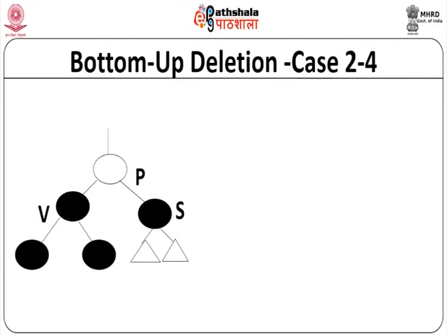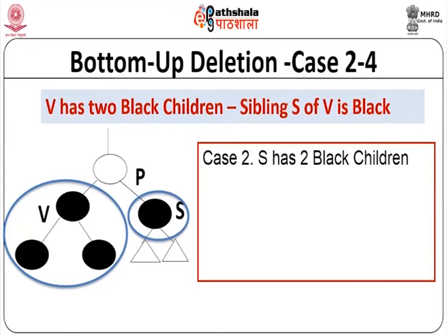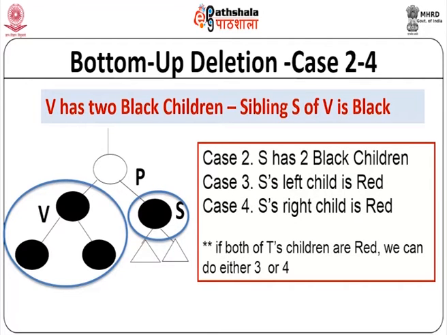Now, cases 2 to 4, this is bottom up deletion. So, now S the sibling is black, that is where V has 2 black children, and S, the sibling of V, is black. In this case, what do we do? That is the first condition, this is the second condition, S is black. Now, S's left child is red. If both of the children are red, we can do either 3 or 4. So, S's left child is red and S's right child is red, those are the 2 cases.